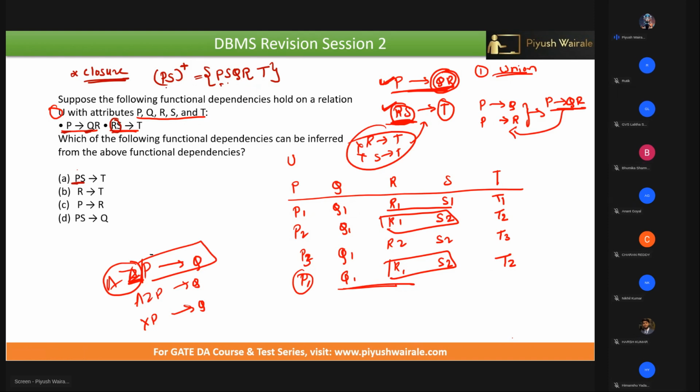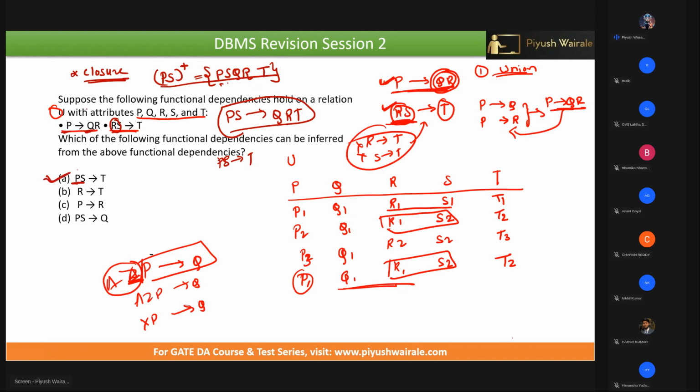If PS is giving me all these attributes in the closure, it means PS can determine all these three attributes Q, R, T as well. So you can see, if PS is determining Q, R, T, then PS will give me T here. So option A is correct here.